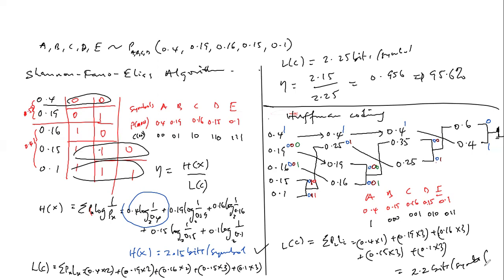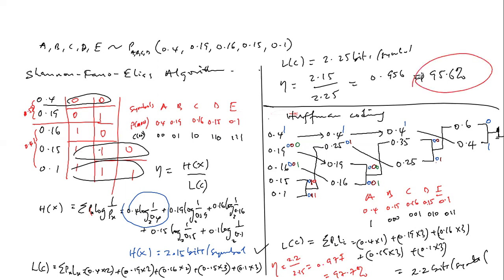So in this case, using Huffman, the code efficiency is going to be 2.2 divided by 2.15, the entropy. And this is going to give us about 0.977, which is the same as 97.7%.